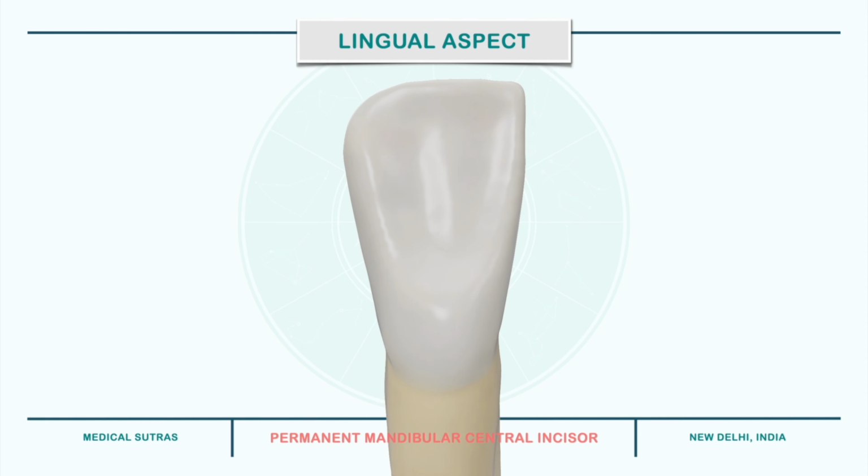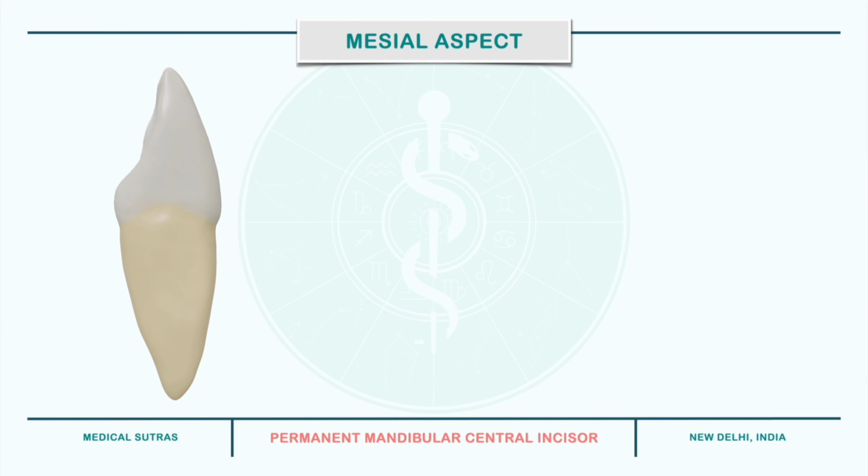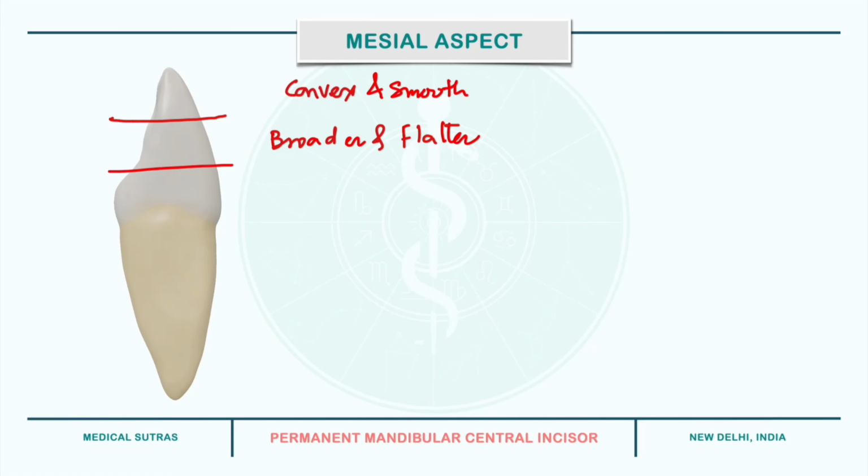Now moving on to the mesial aspect. The mesial surface is convex and smooth in the incisal third and becomes broader and flatter in the middle third and quite flat in the cervical area. It may present a concavity in the cervical third just above the cervical line.